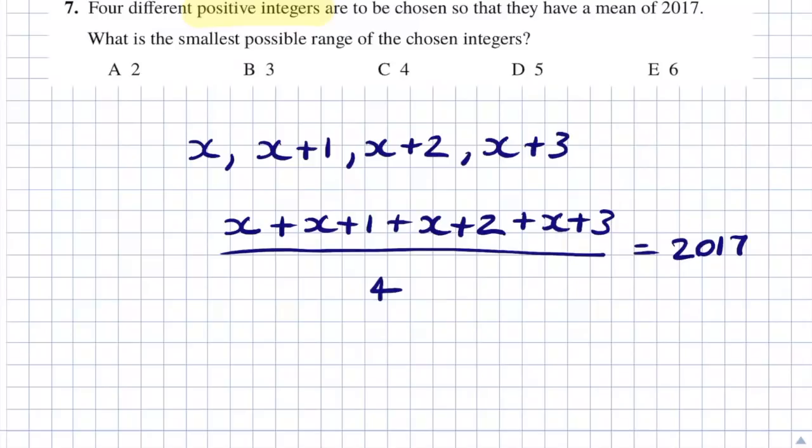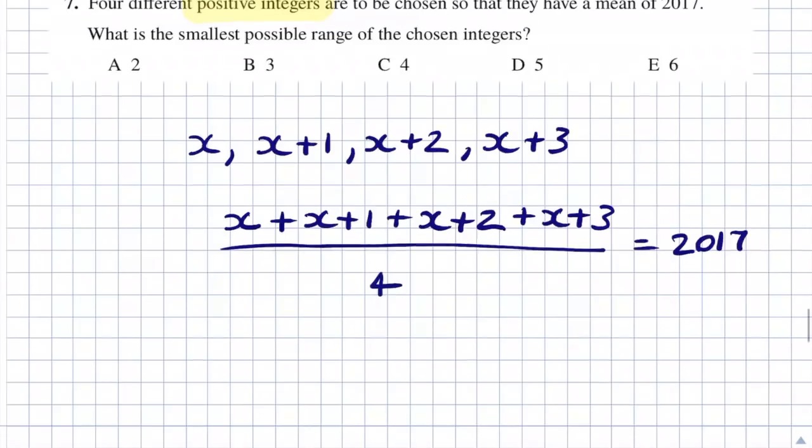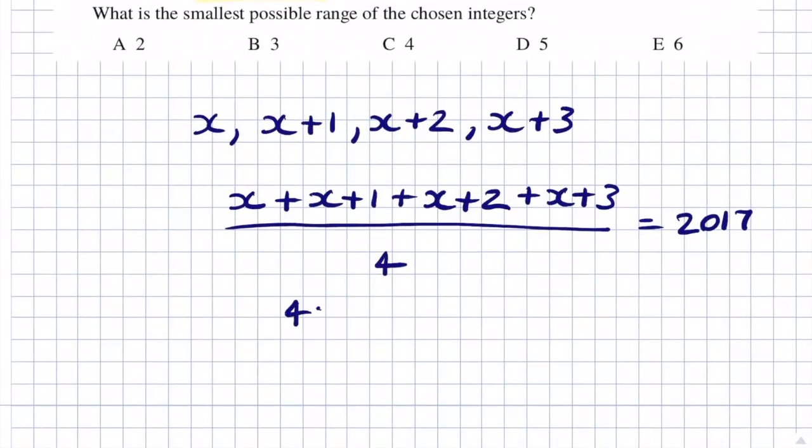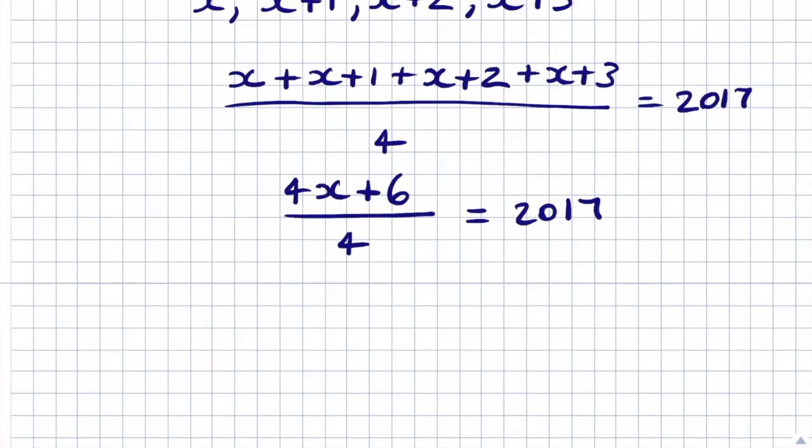If I don't get an integer, then the smallest possible range cannot be 3, because I've got a contradiction: x is not an integer, and I've got a range of 3, but that doesn't work. We can't have a contradiction. So let's try it. I simplify my numerator to get 4x plus 1 plus 2 plus 3, which is 6, all over 4, which equals 2017. I can then multiply both sides by 4, so I do 4 times 2017.